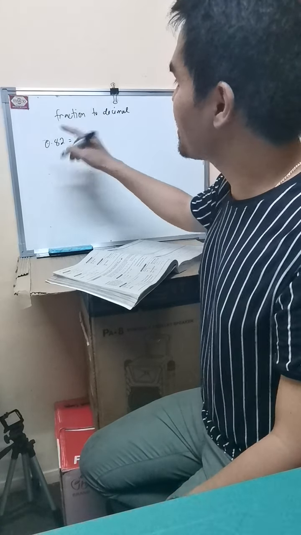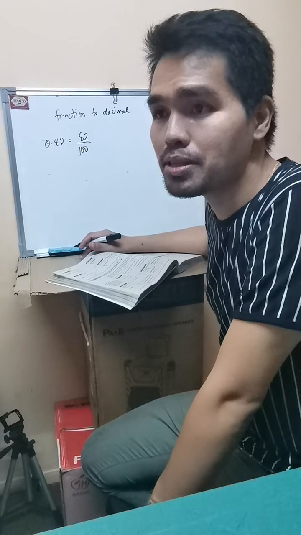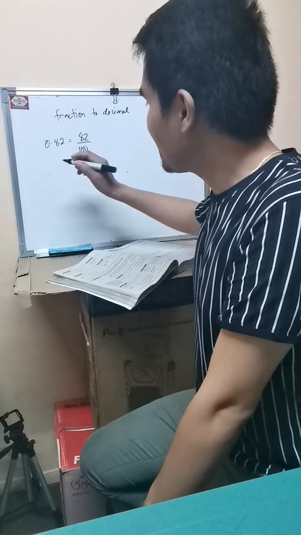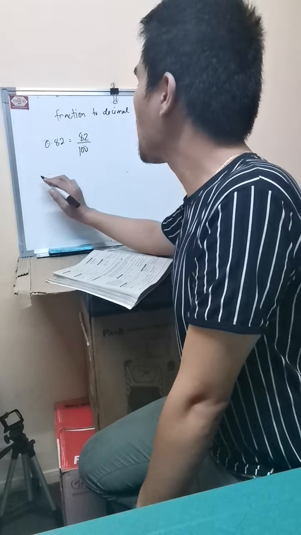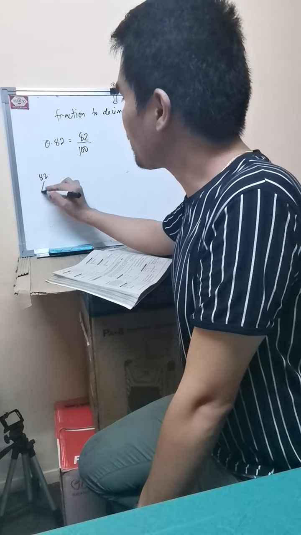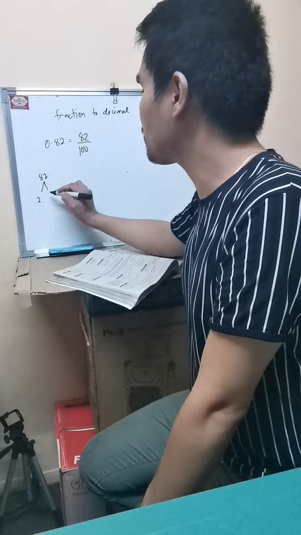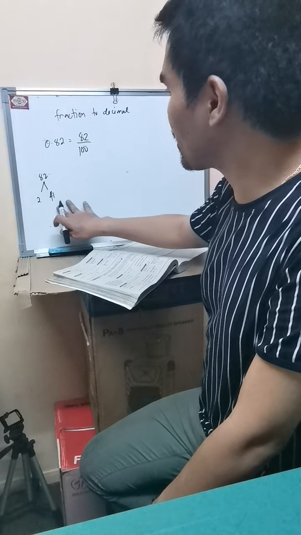Of course, this is 82 over 100. But of course, this must be reduced to the lowest term. So, let's try to look for the greatest common factor between 82 and 100. The factors of 82: it is divisible by 2. 82 divided by 2 is 41. 41 here is prime. So we have now the prime factorization of 2 and 41.